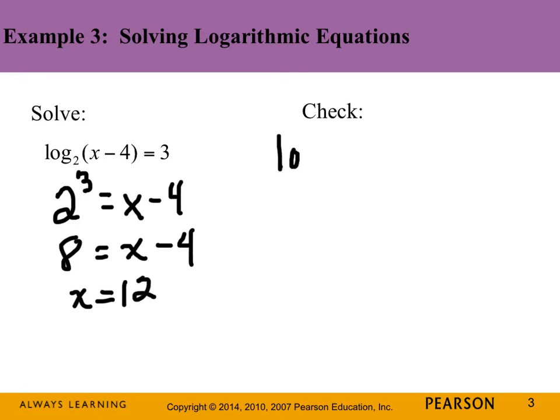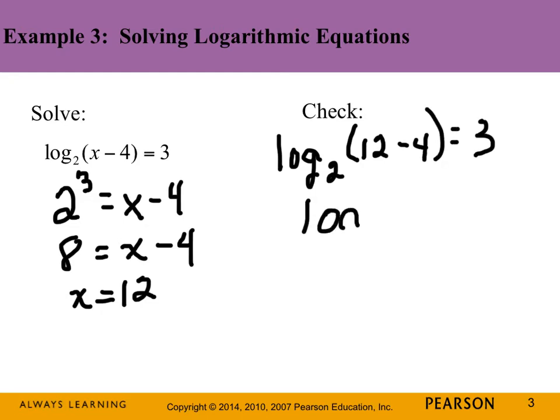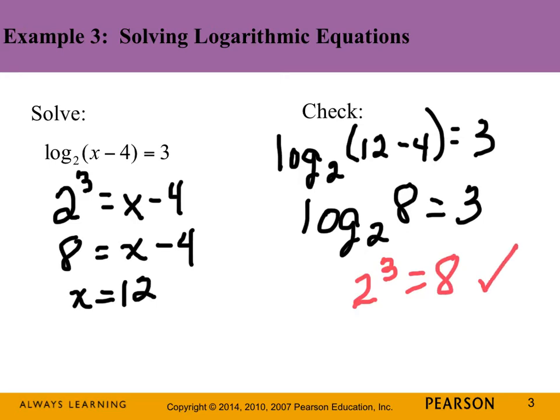So we're going to check log base 2 of 12 minus 4 equals 3. Log base 2 of 8 equals 3. And that is certainly true, because if you rewrite this in exponential form, you get 2 to the third equals 8, which is absolutely true. So that solution checks out.